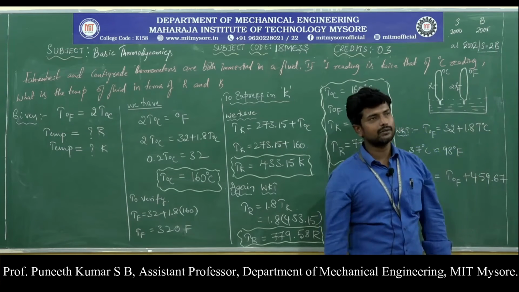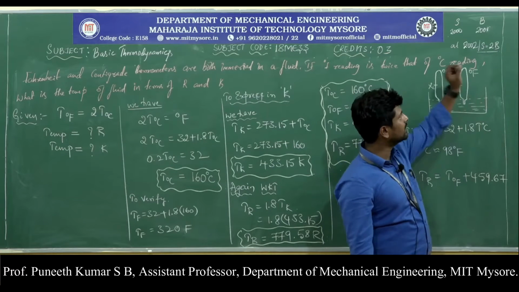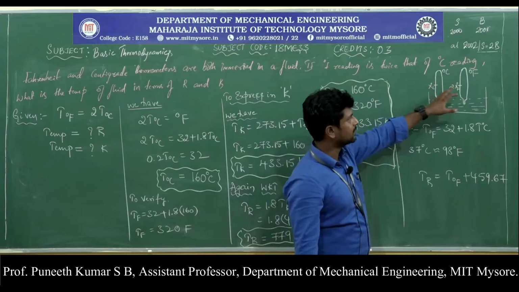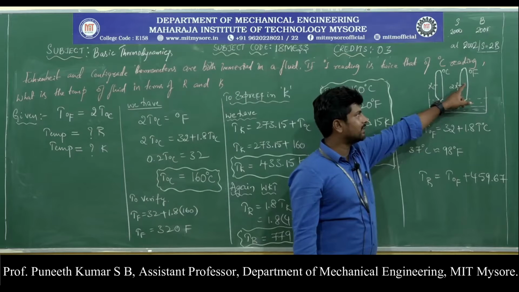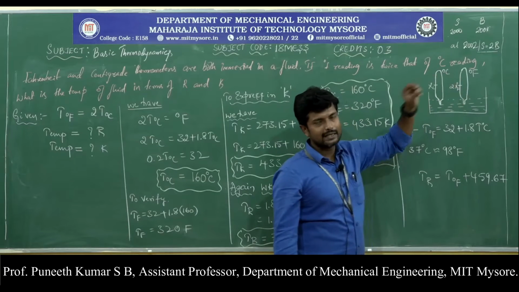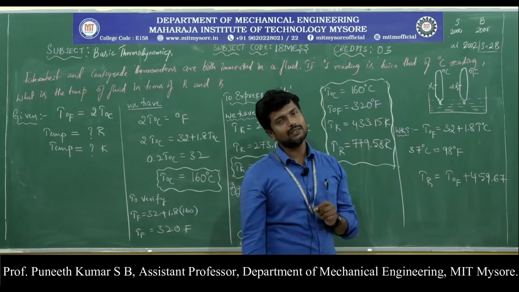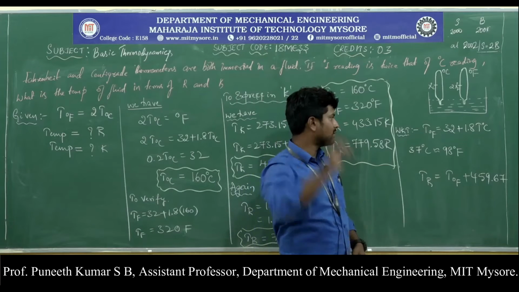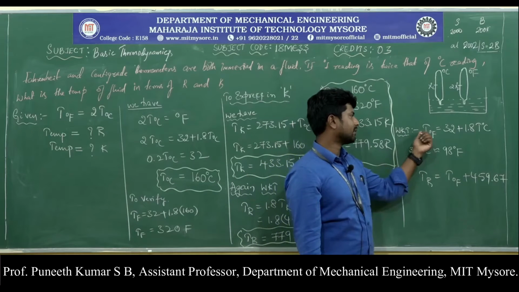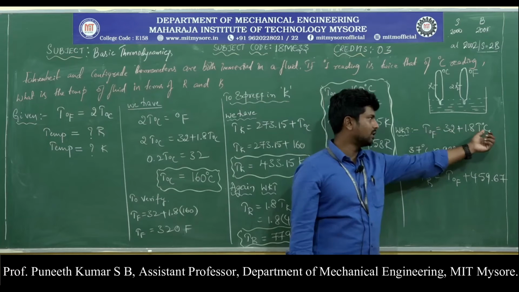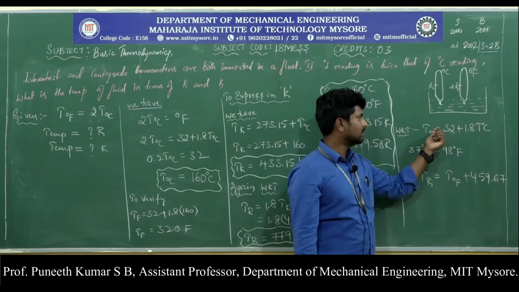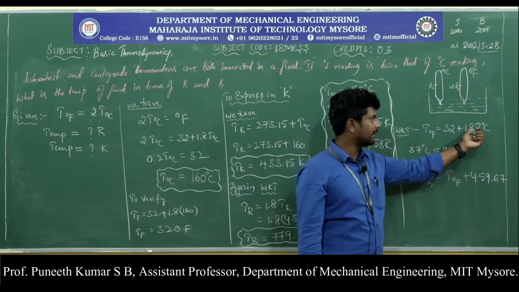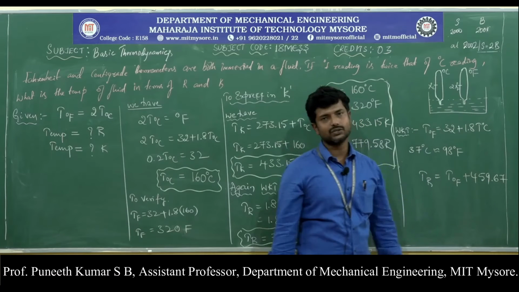That means, what I am trying to say is, at a particular value of temperature, the Fahrenheit scale's value will be exactly twice that of the Celsius scale value. We also know that the relation between Fahrenheit and Celsius is T degree Fahrenheit is equal to 32 plus 1.8 T degree Celsius.